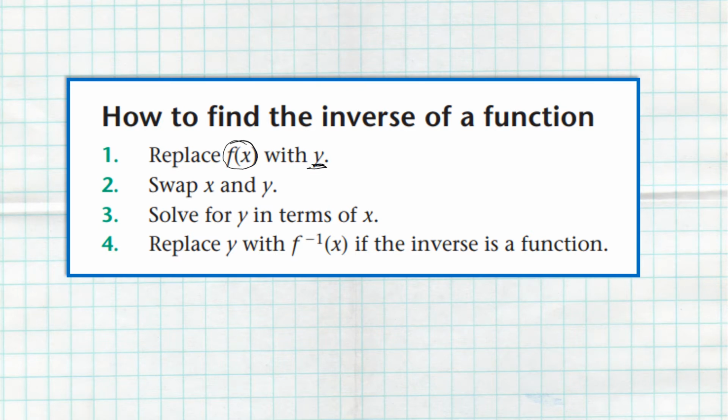If you are given g of x, p of x, or h of x, you'll have to replace them by y. So that's the first step. Then step number 2, remember we're determining the inverse: you'll have to swap x and y. After swapping x and y, you'll have to solve for y in terms of x.